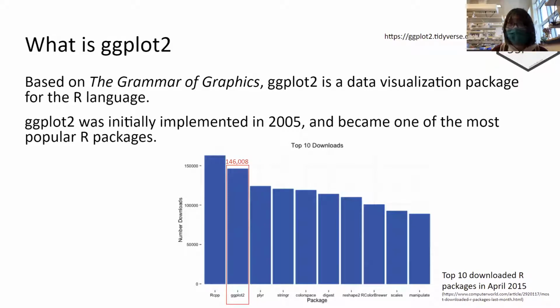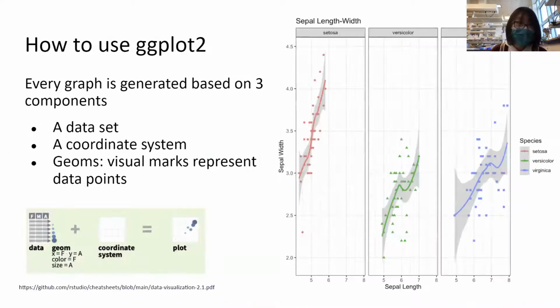The grammar of graphics is a book about making graphs and plots by breaking them up into different components such as scales and layers. ggplot2 was initially implemented in 2005, and since then it quickly became one of the most popular R packages. Here is the summary of the top 10 most popular packages downloaded in April 2015, and ggplot2 is the second most popular one. From 2012 to 2017, ggplot2 was downloaded over 10 million times.